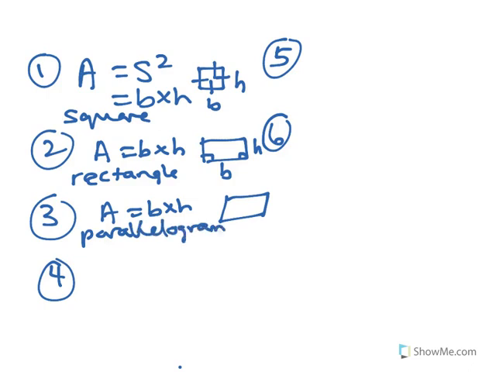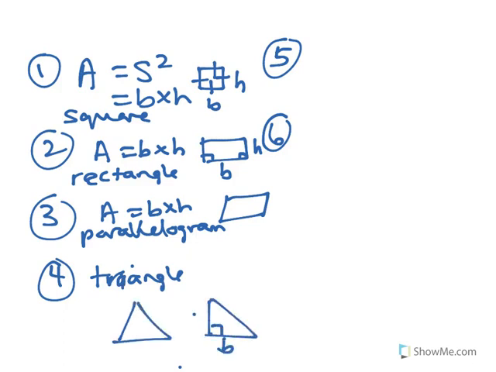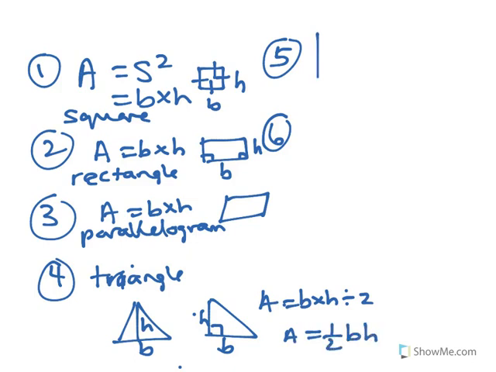And then you have the triangle. So the triangle is half of the rectangle. So it's not the same, it's half of the rectangle. Regardless of how you have your triangle, you've got its base, you have its perpendicular height. The area is base times height divided by 2, or you often see it on formula sheets as half bh.